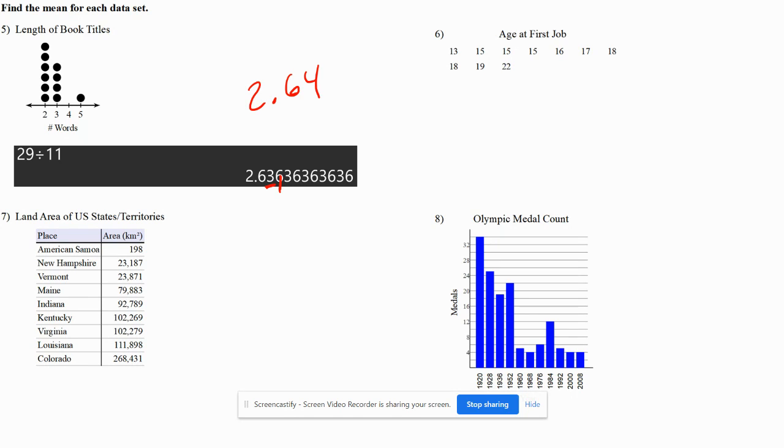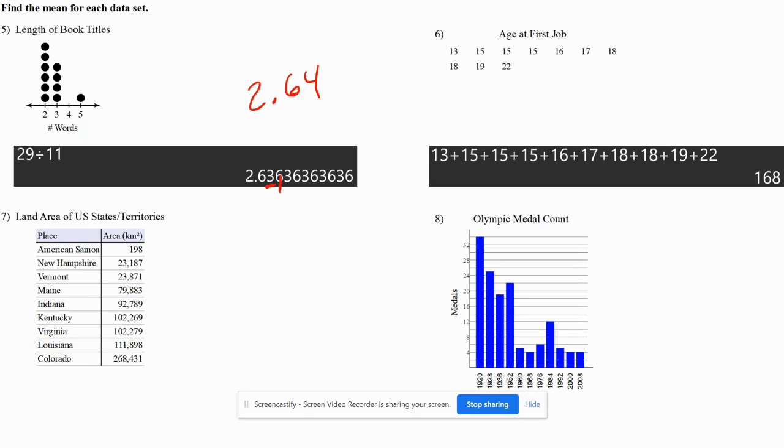Now let's take a look at number 6. I'm going to add all my numbers. So I'm just going to grab my calculator. I'm going to add all my numbers. I'm going to divide it by how many numbers I have, right? I added everything, it equals 168. I'm going to go 168 divided by 10 because there are 10 numbers. 168 divided by 10, I'm going to call this 16.8.